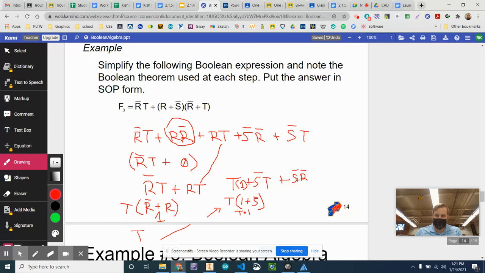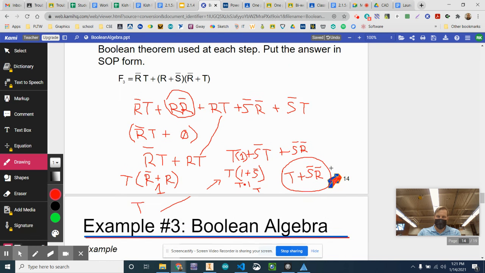And then we had SR still over here. T times 1, again, going to reduce down to just plain old T. And then we're going to bring that in for the final answer. So T or not S, not R was my final.